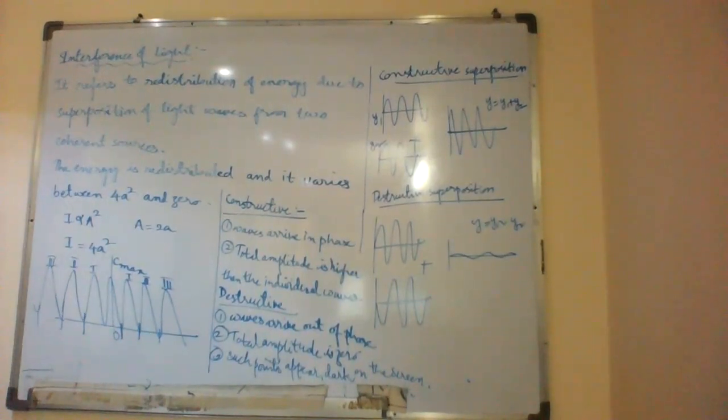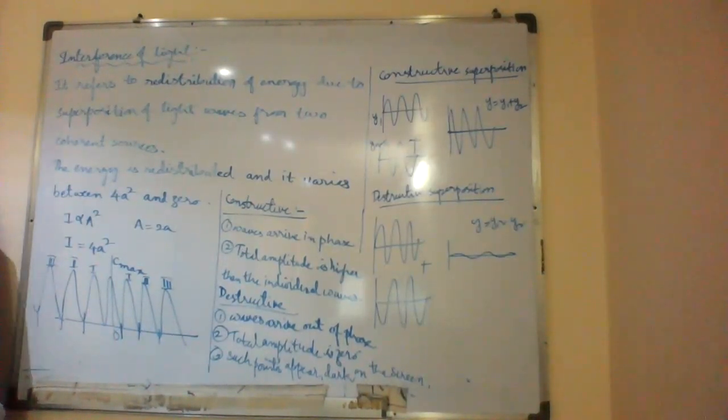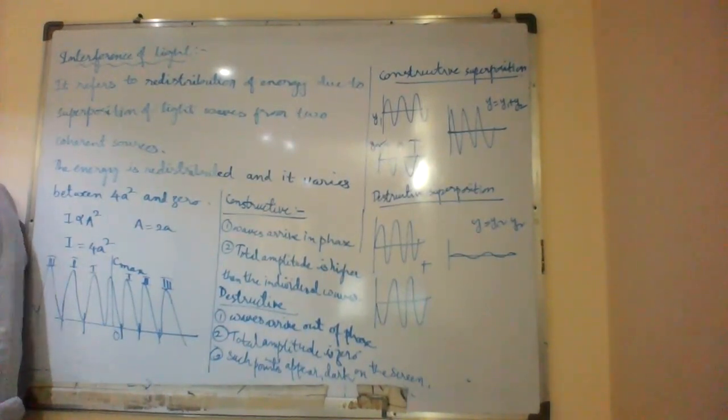I'll write the path difference and phase difference. Do you know the relation between path difference and phase difference? Path difference is equal to lambda by 2 pi into phase difference. Capital delta is the path difference and small delta is the phase difference. Very good. Now what is the formula for fringe width? Beta is equal to lambda by small delta.